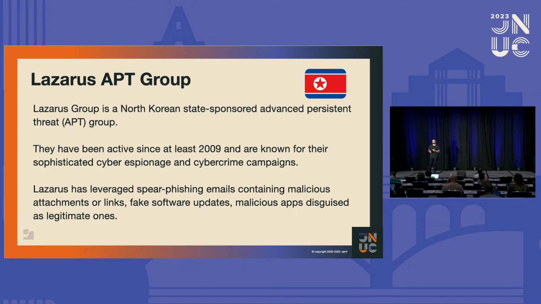On macOS, as with other platforms, Lazarus typically aims to steal sensitive information, whether that's financial data, corporate secrets, or other valuable data. They might also use compromised systems as a foothold to move laterally within a network or launch further attacks. Like other threat groups, they're known to leverage spear phishing and target individuals through social engineering, whether through emails or by contacting specific individuals through social media, often using malware apps disguised as legitimate ones.